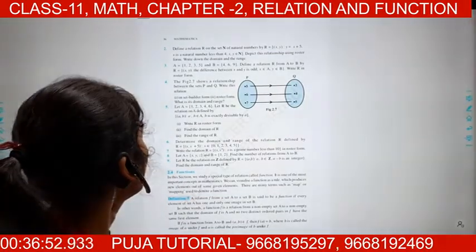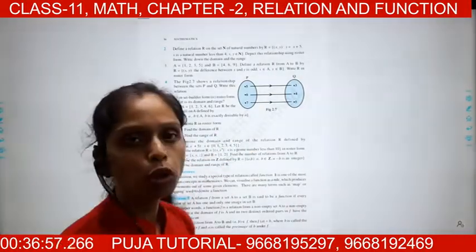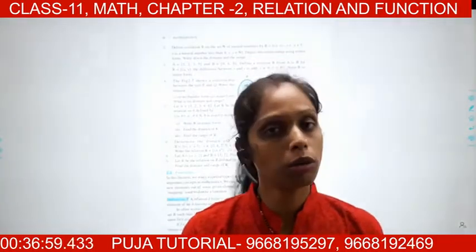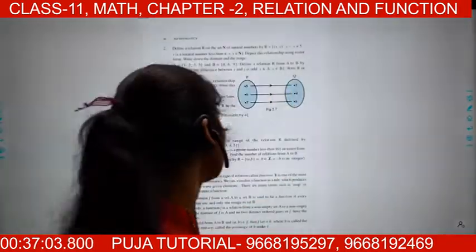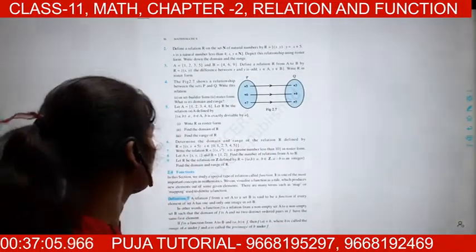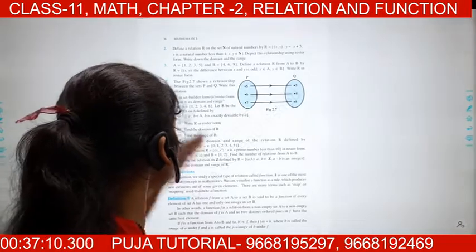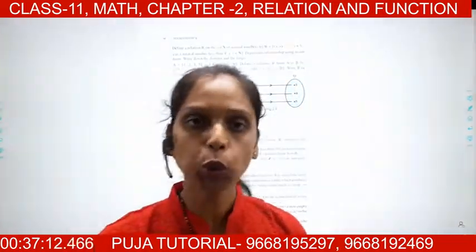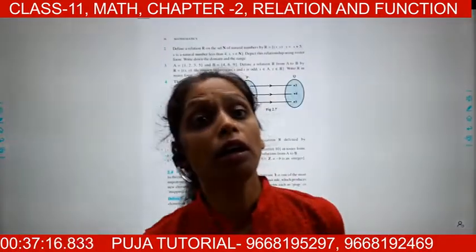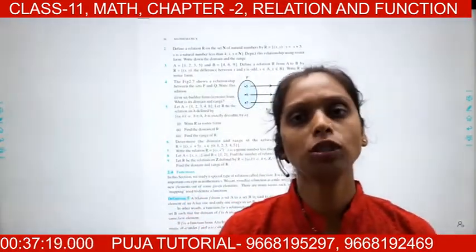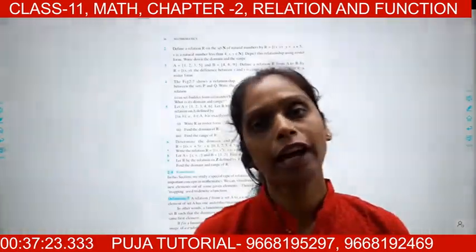Question number 4. Make it in set builder form. Write it. You already know the concepts of roster, set builder, and arrow diagram. Then you can do it on your own. Okay. Then I think you should practice this question at home. I think you have understood the concept of relation in a good manner.